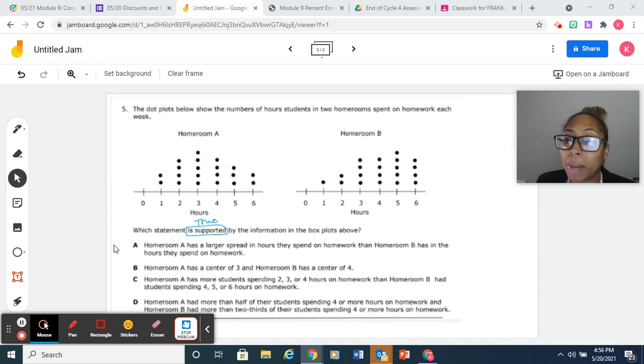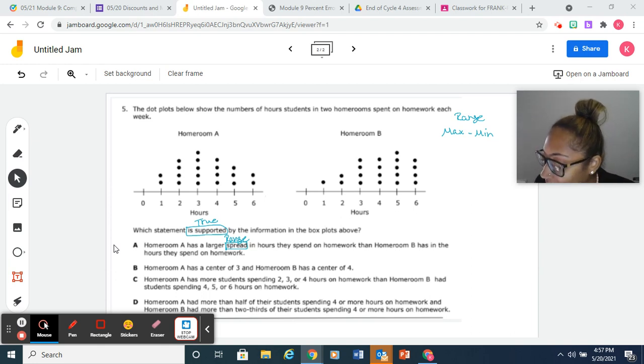Remember, when we're talking about spread, another word that we used to describe spread was range. So that word spread is just another word for range. And we calculate range by taking the max. So our range is always going to be our max value minus our minimum value. Now, when we're looking at dot plots, it's important that we remember that each dot represents a student and the numbers on our number line are representing the actual data points.